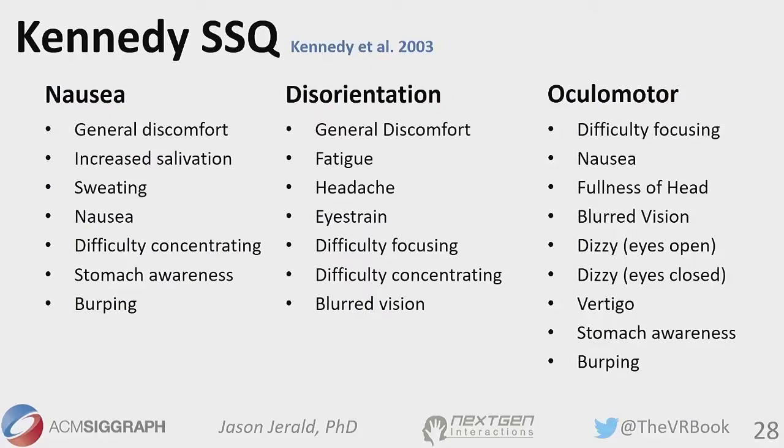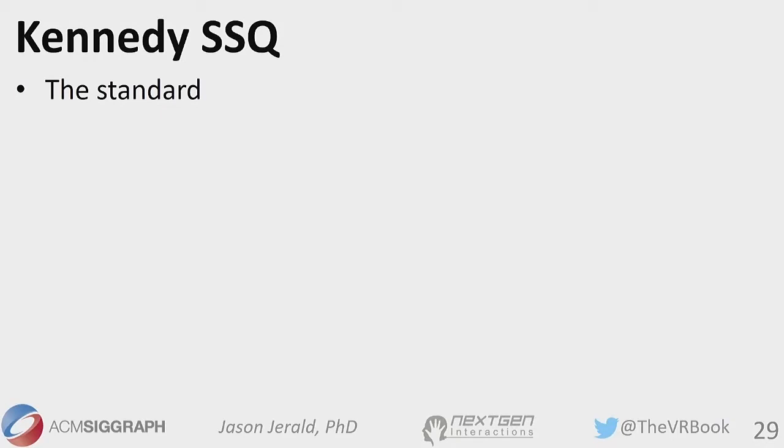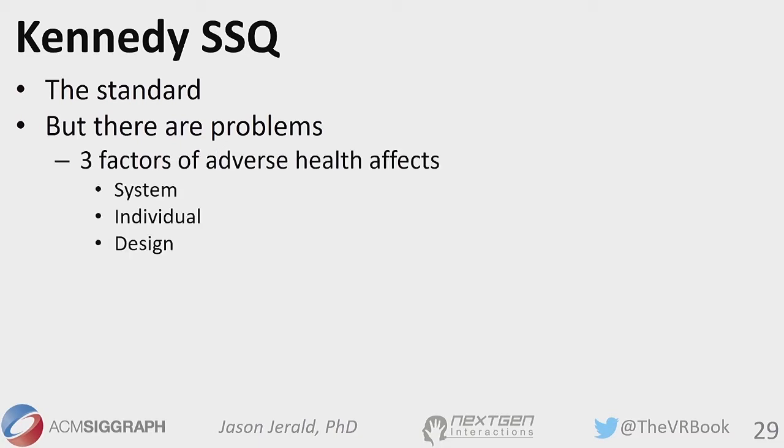Let's briefly go through the Kennedy. We don't need to go into details here. Basically, users rate their symptoms after they go through a VR experience, and then we weight those and add them together to provide three scores: nausea, disorientation, and oculomotor. Again, we won't go into detail there, but it's sort of the standard, but there are problems. In fact, with all of these measures, there are problems. So this isn't unique to the Kennedy Simulator Sickness Questionnaire.